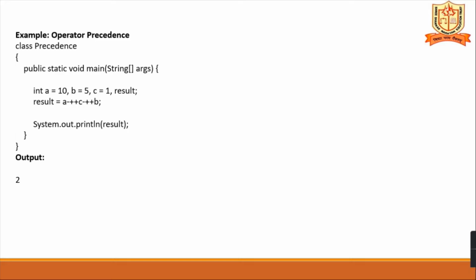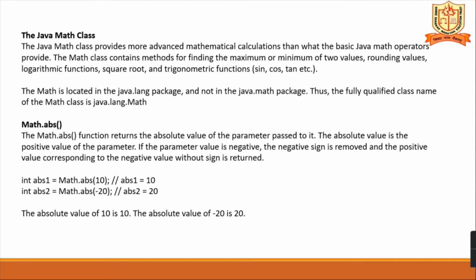Then 5. What is the value of c? It is 1. And then a minus 10 minus 2, then it is 8. And then 8 minus plus b. What is the value of b? The value of b is 5, and then plus b means the value is 6. That is 8 minus 6. That is, the output is 2. The result is stored. Prefix means first it is incremented and then subtracted. Postfix means first it is subtracted and after that 1 is added to it.